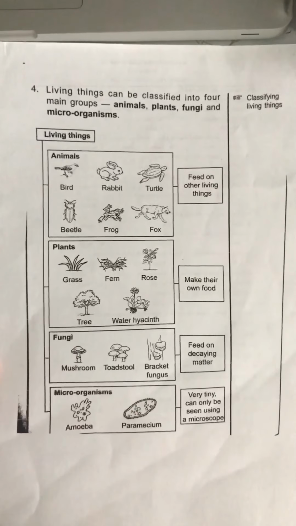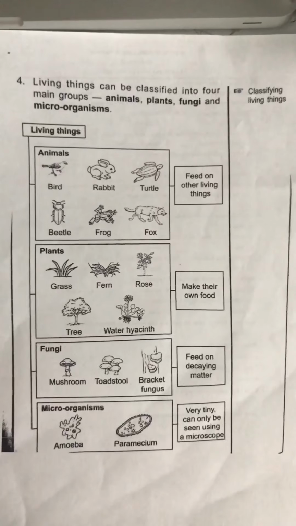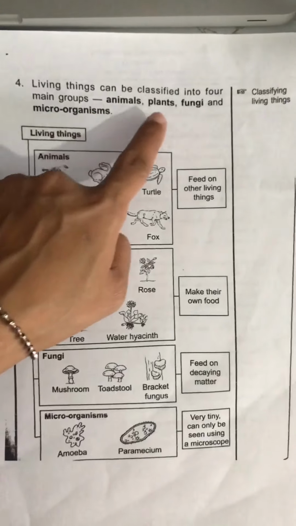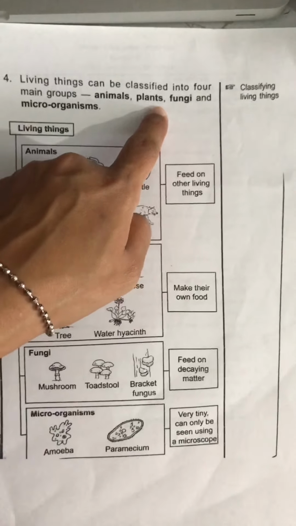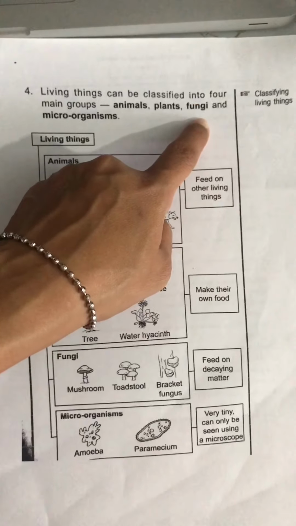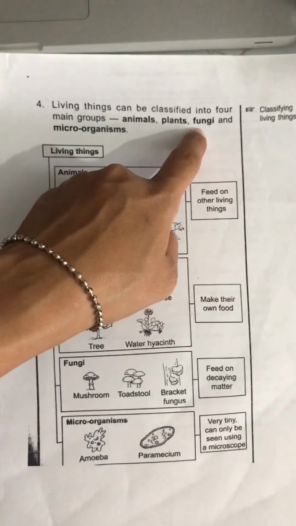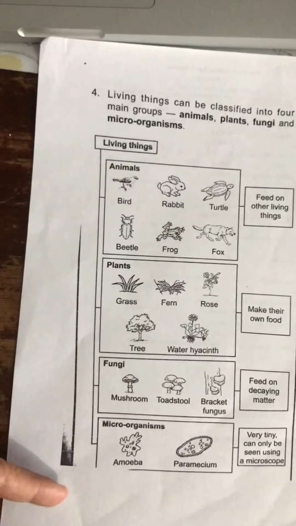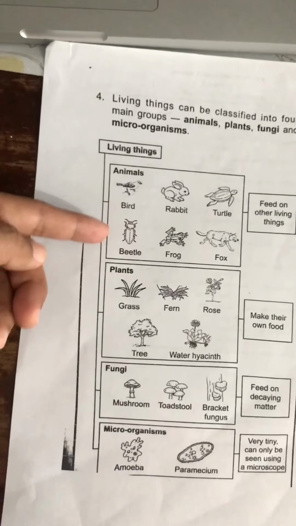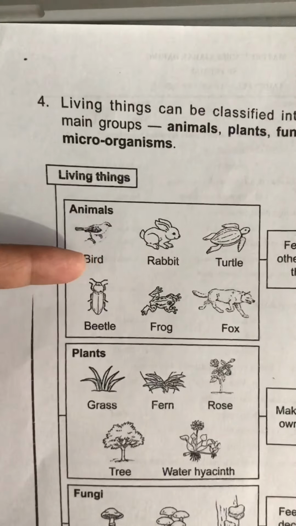Last thing in here, living things can be classified into 4 main groups. They are animals, plants, fungi, and microorganisms. Remember, fungi are not plants because fungi cannot make their own food. They do not have chlorophyll. So they obtain food from dead or living things. Okay, so this is the diagram. Living things can be classified as animals, plants, fungi, and microorganisms. We can see the examples.